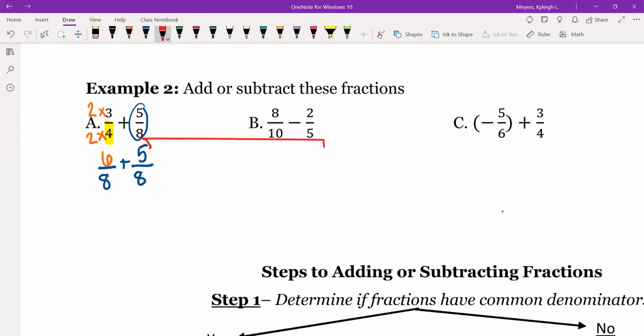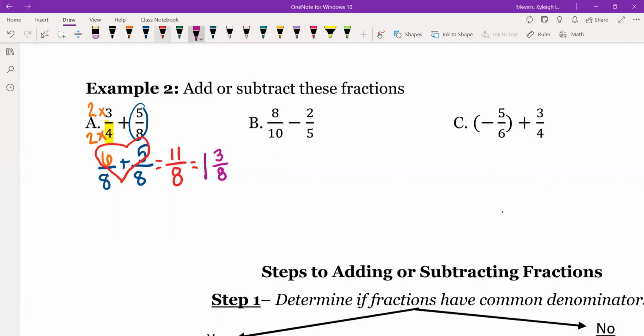And now I can just add my numerators because I have common denominators. So 6 plus 5 is 11/8. How many times does 8 go into 11? Goes 1 time with 3 left over. Okay.